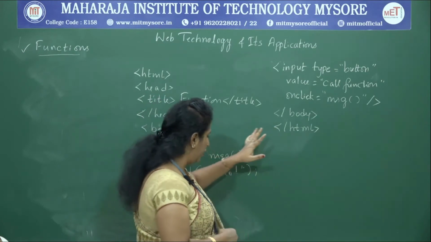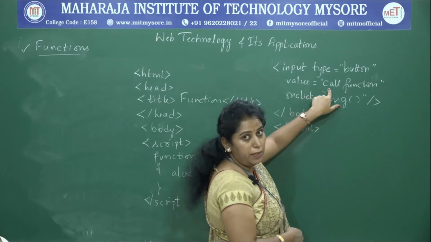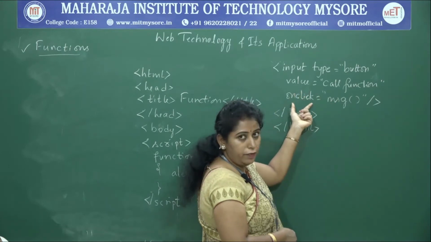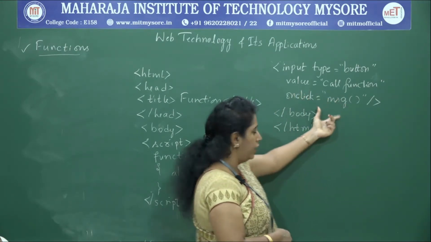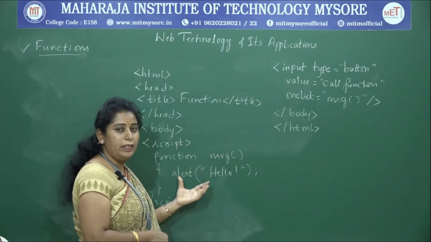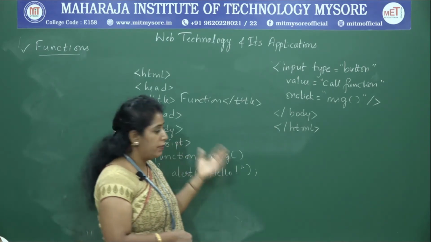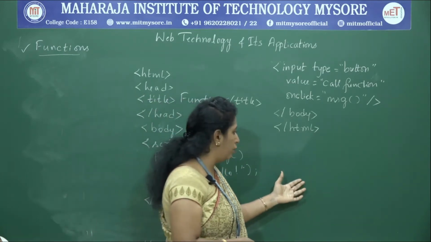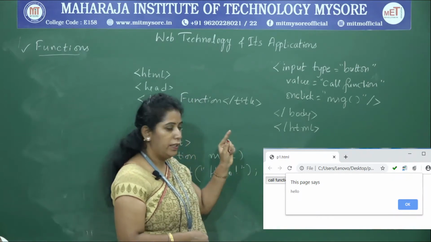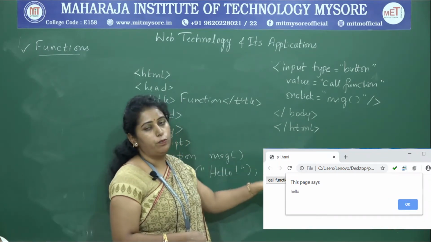So now what happens here? When the program gets executed, you will get a button. On that button there will be a message, call function. So when you click on that, on click gets activated. What does it do? It calls the function message. So the control goes to the message function. Inside that I have used alert to print hello. So finally this is how you can observe the output. I will click on call function. After clicking, the output looks like this.